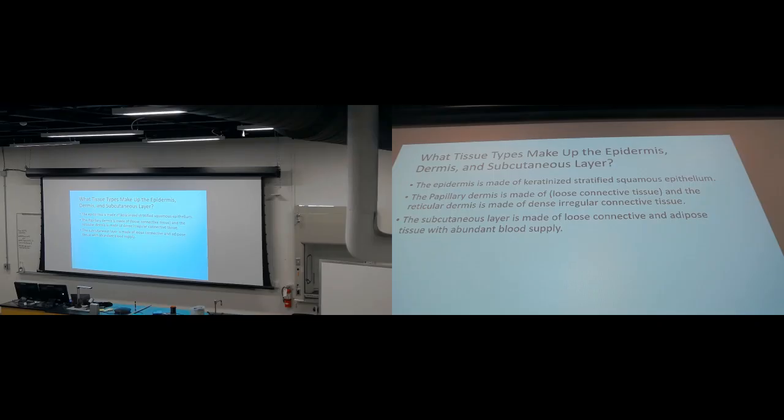So, because in the top layer, in the epidermis, we have an epithelium, this epithelium doesn't have blood supply. It's avascular. But the dermis is vascular. So we have a lot of blood vessels there. And these blood vessels provide the oxygen and nutrients and other molecules that this epidermis needs to be healthy. And then the subcutaneous tissue also has abundant blood supply.